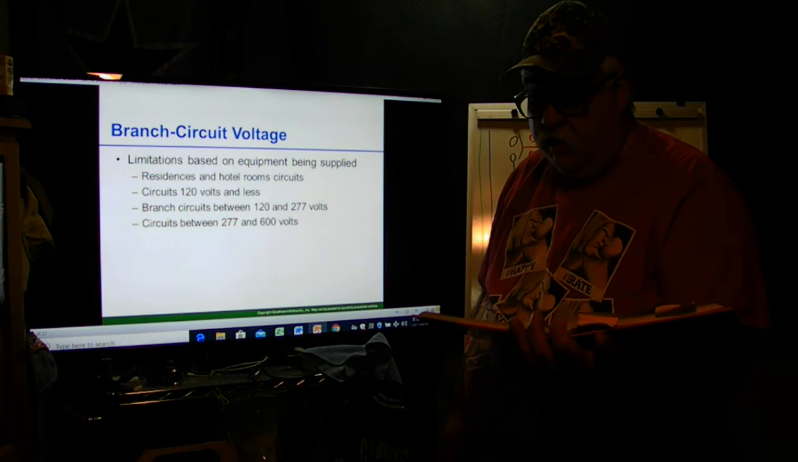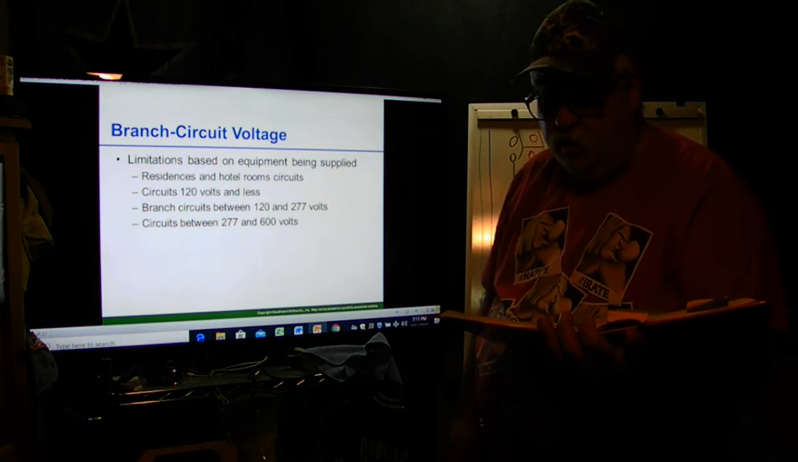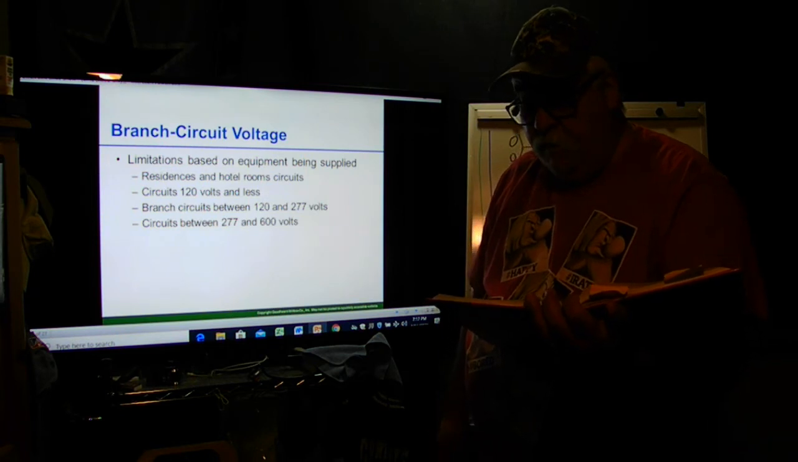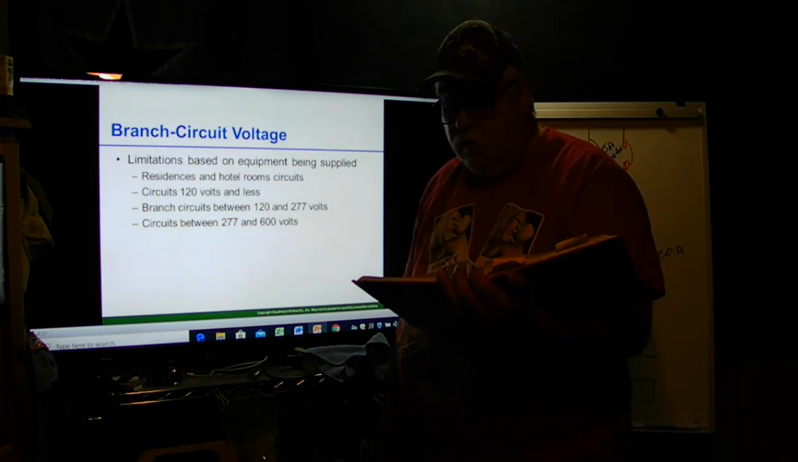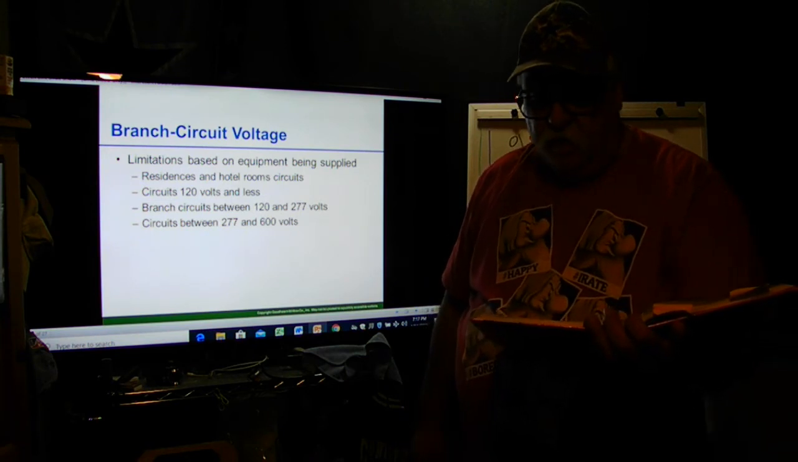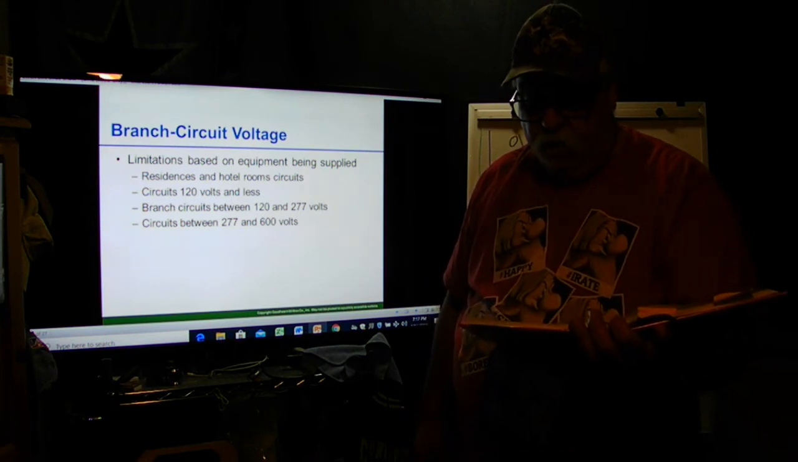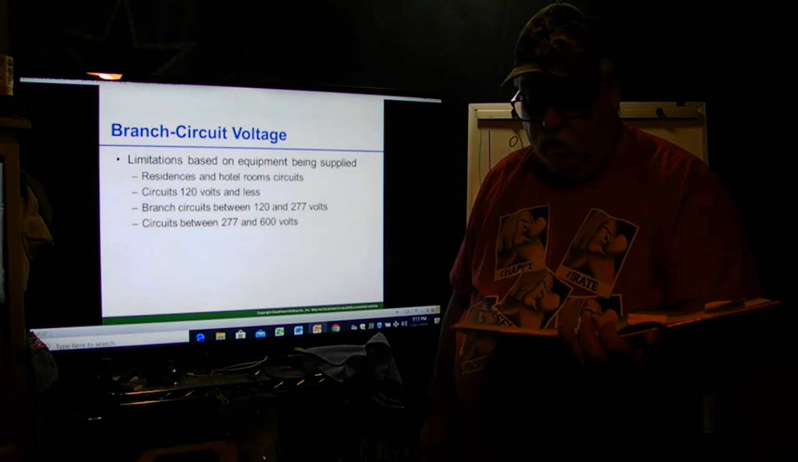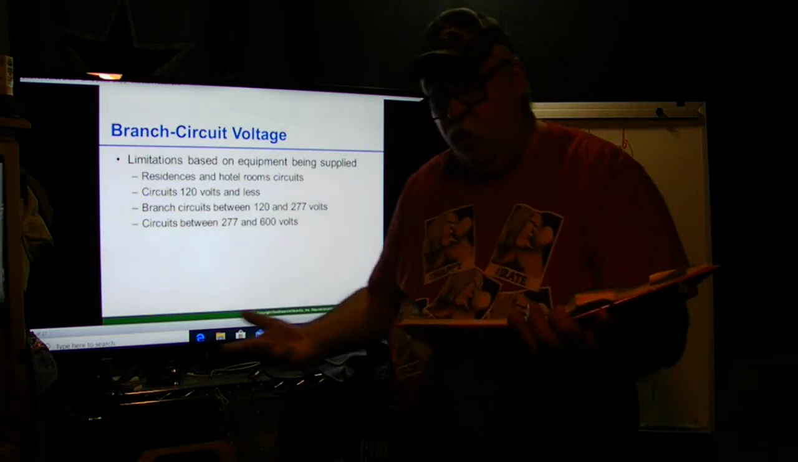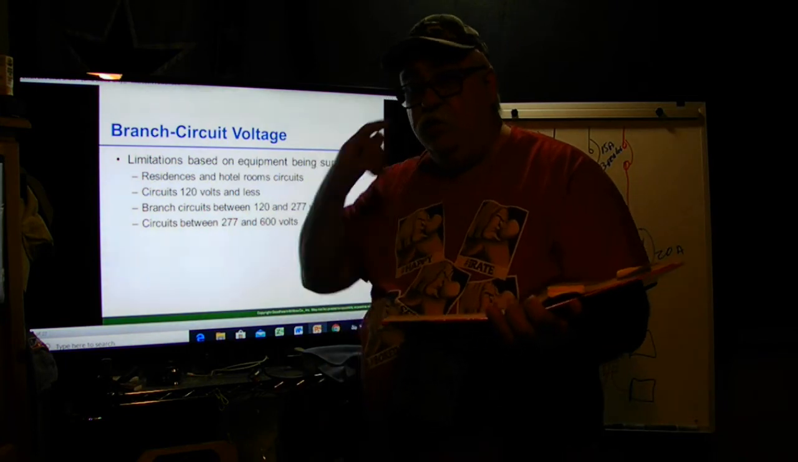And branch circuits exceeding 120 volts but not exceeding 277 volts may supply mogul base, screw shell lamp holders, ballast for fluorescent and electric discharge lighting, plug connected appliances, and hardwired appliances. Incandescent lighting operating over 150 volts is permitted in commercial wiring, and a school is considered commercial wiring, so that's where we have 277 lighting.